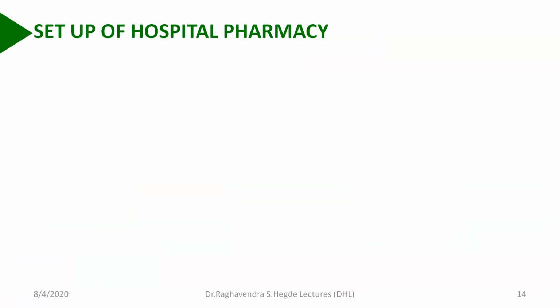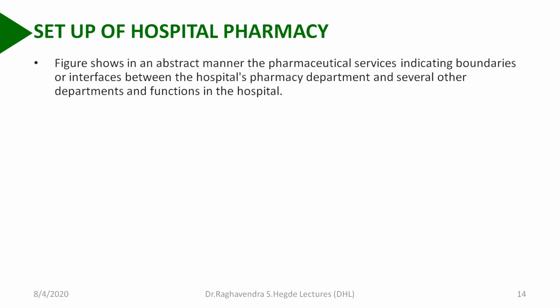Now, having said that, I would like to take you to the understandable setup of hospital pharmacy. Already I told you, we have discussed a figure which shows in abstract manner the pharmaceutical services, indicating boundaries or interfaces between the hospital pharmacy department and several other departments, how it coordinates, how it works together as a team, and how it functions in the hospital.